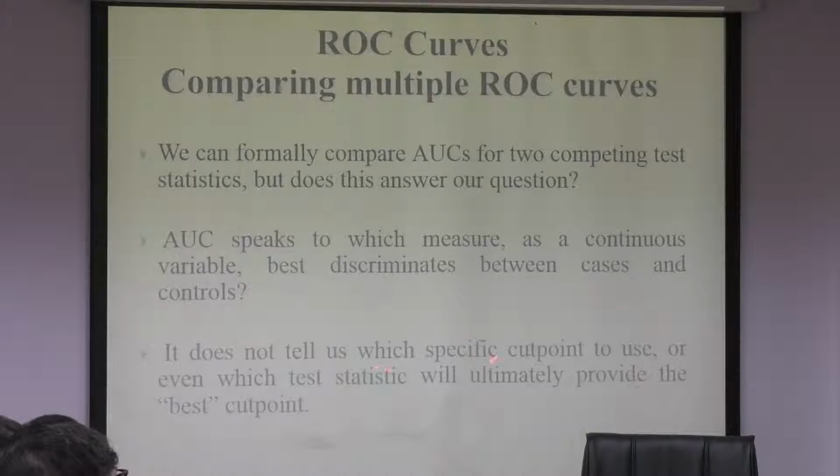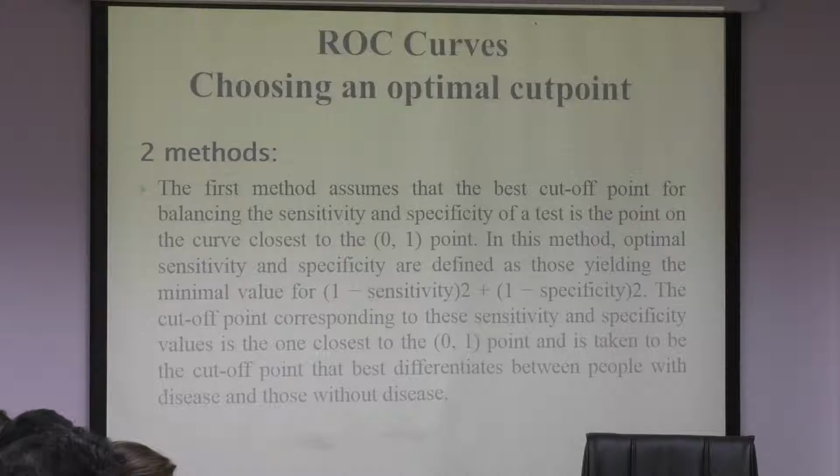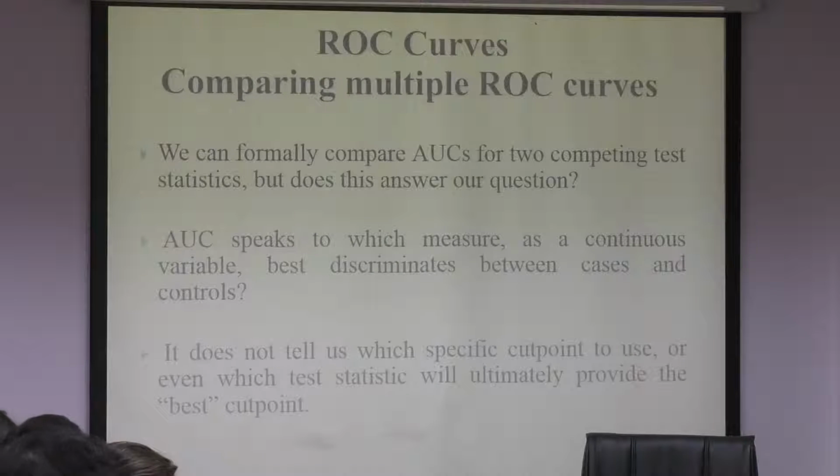It does not tell us which specific cutoff point to use or even which test statistic will ultimately provide the best cutoff point, but it tells you which has a better area under the curve, right? So whenever I statistically compare two measures, two area under the curves, it's not the only thing that I would like to take into consideration. I would like to take specific cutoff points and see which provides me with the best sensitivity and specificity. So there are two methods to compare the best cutoff point. Eventually, I would like to know which test provides me with the best cutoff points.